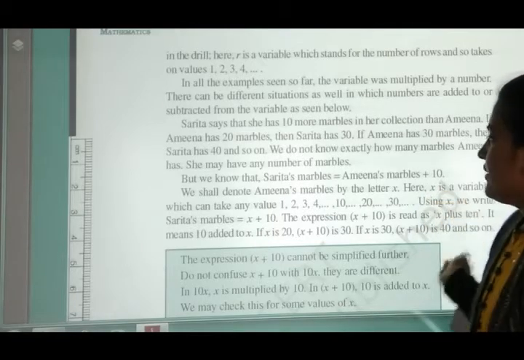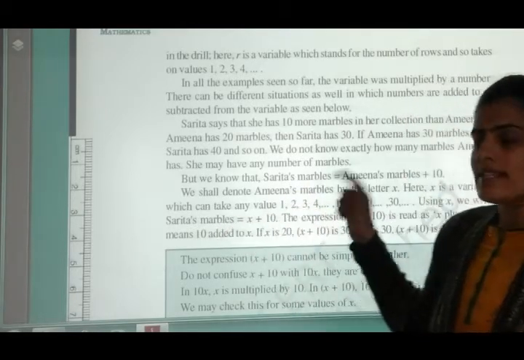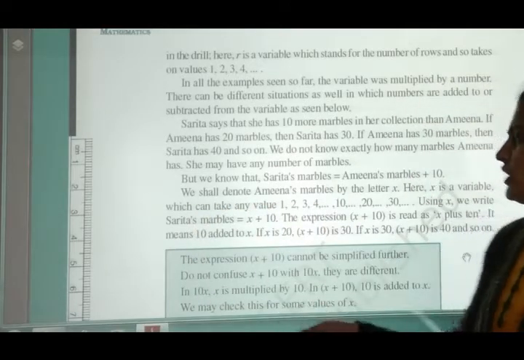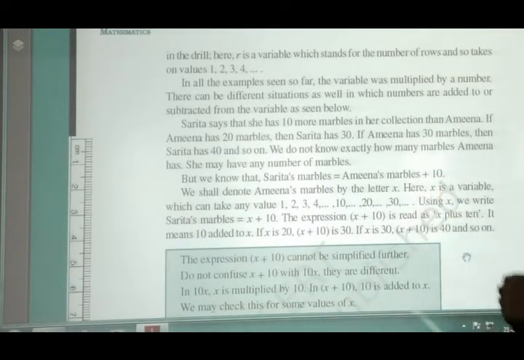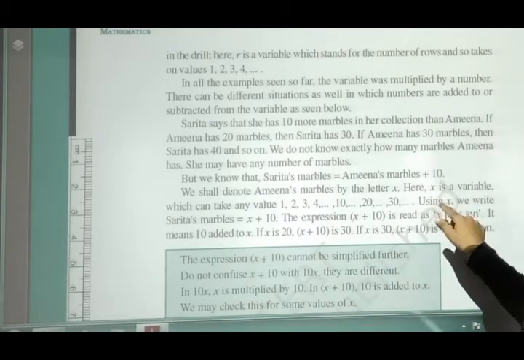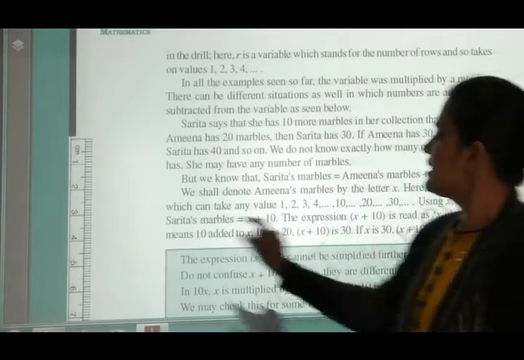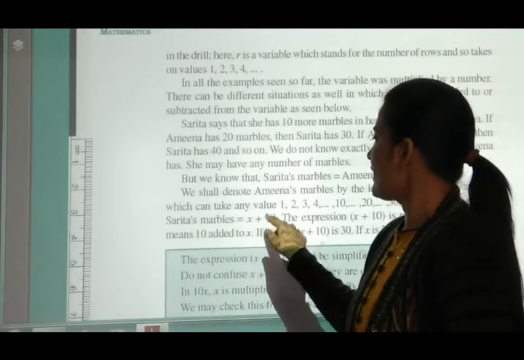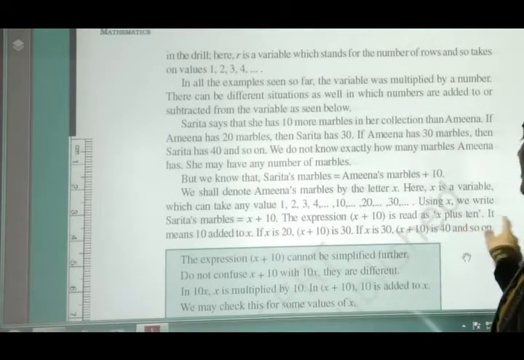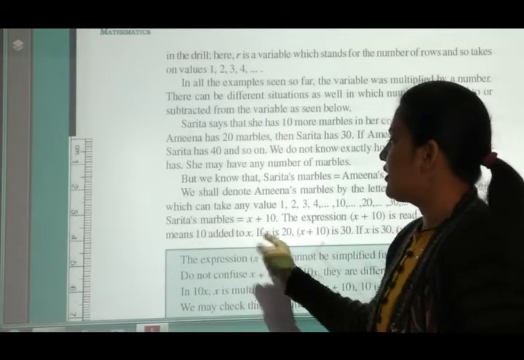So here X is a variable. What is X? X is a variable over here, and we can take any value from 1, 2, 3 and so on. Whatever value you want to find, you can take that value. So using X we write Sarita's marble is equal to X plus 10. The expression X plus 10 is read as X plus 10. It means 10 added to X.